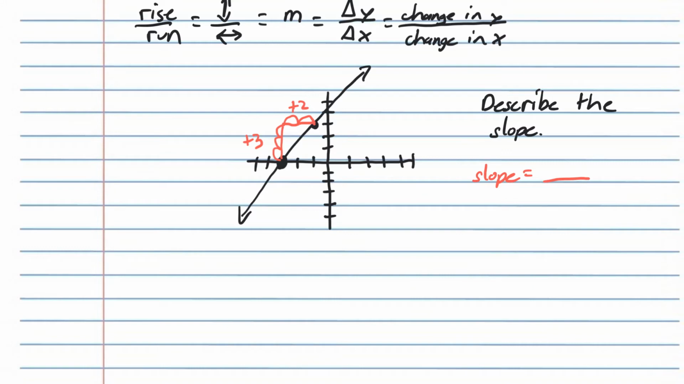Remember, the top number is always going to be your up and down value, and the bottom number is going to be your left and right value. So I went up 3 spaces, and I went right 2 spaces. And that's how you would describe the number value of the slope, is you would just count spaces.